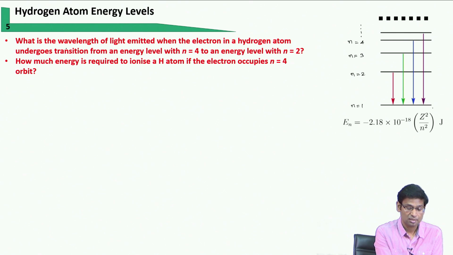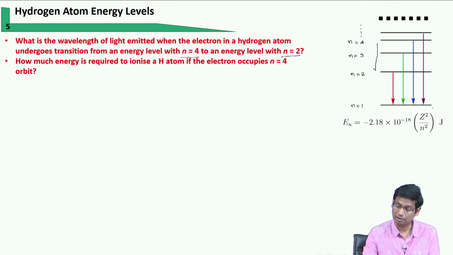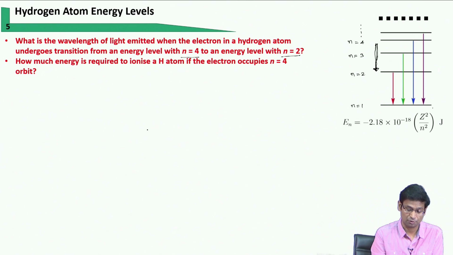What does it tell? It asks what is the wavelength of the light emitted when the electron in a hydrogen atom undergoes transition from an energy level with n equals 4 to an energy level of n equals 2. So, the electron goes from n equals 4 to n equals 2. So, this transition is happening. When an electron jumps from a higher orbit to a lower orbit, it will emit some energy. So, it is asking what is the wavelength of that energy that the electron will emit.